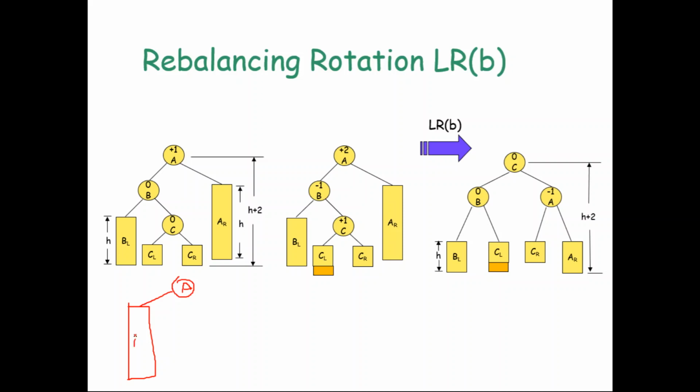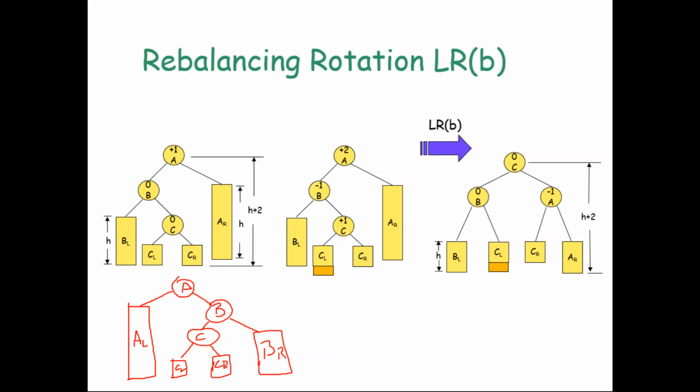So this we will call AL, and the right child of A is, say, B. B's right is BR, and to B's left you have C. Then you have here CL and here CR. So this you can consider as the initial balanced tree.